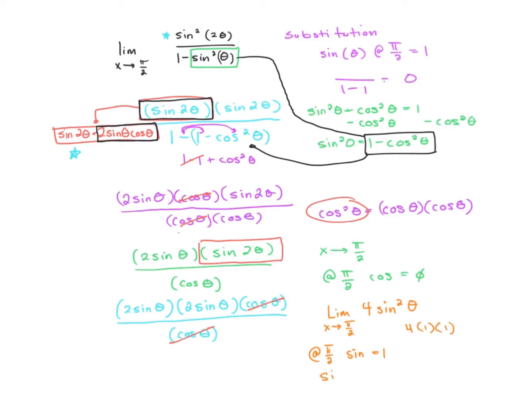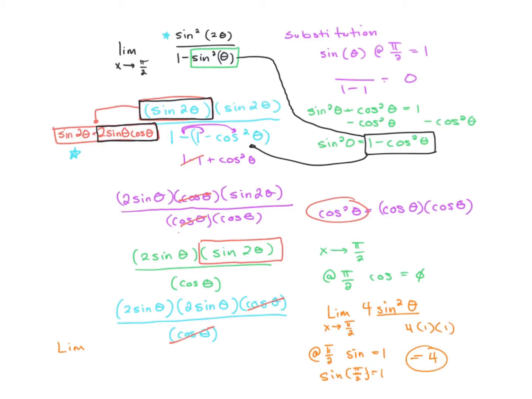If sine of pi over 2 is equal to 1, then I'm essentially replacing this sine squared theta with 1, and my limit actually ends up being 4. So my limit, I would rewrite this as a limit.